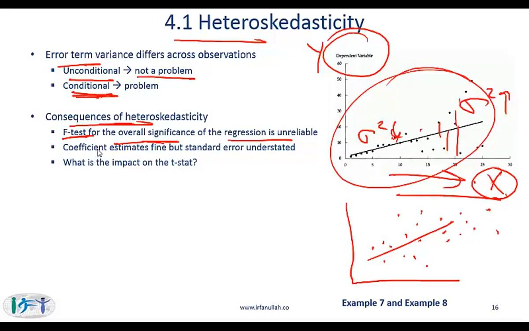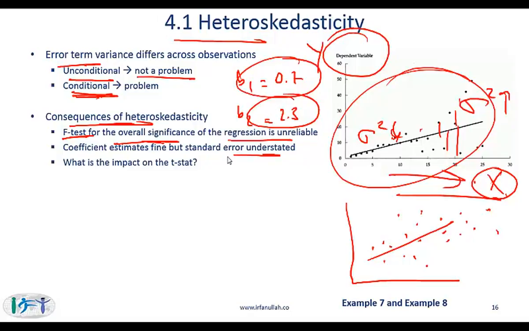What does this mean? When you run the regression, you will get a coefficient. You will get B1 equal to something, B2 equal to something. Let's say B1 is 0.7, B2 is, let's say, 2.3. I'm just picking numbers. If you have conditional heteroscedasticity, these numbers will be okay. But the standard error that you will get in your regression output is going to be understated.